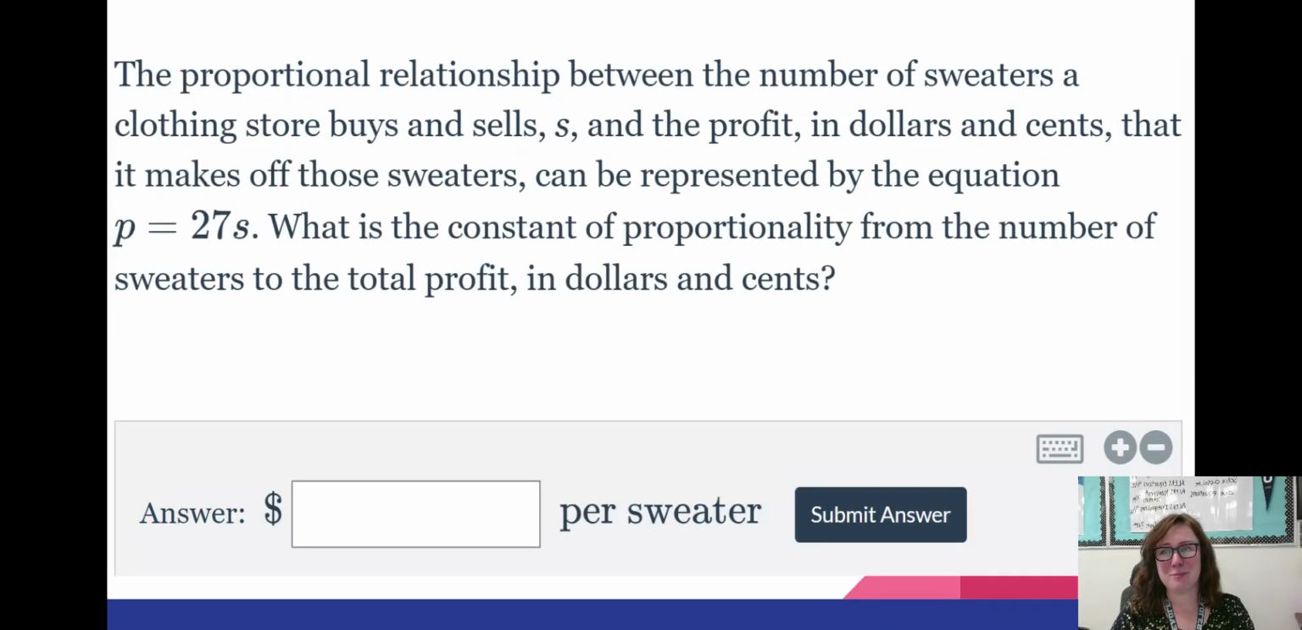That's a challenge question. The proportional relationship between the number of sweaters a clothing store buys and sells, S, and the profit in dollars and cents that it makes off those sweaters can be represented by this equation. What is the constant of proportionality? 27. That's great. It's a whole word problem, but all they mean is here's the equation, what's the constant of proportionality? We know it's the number in the equation.